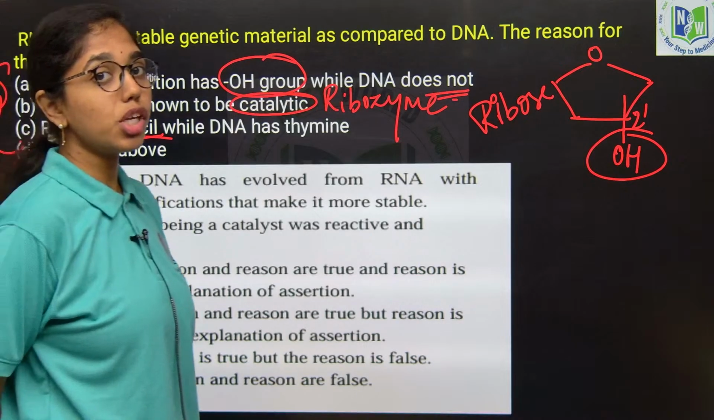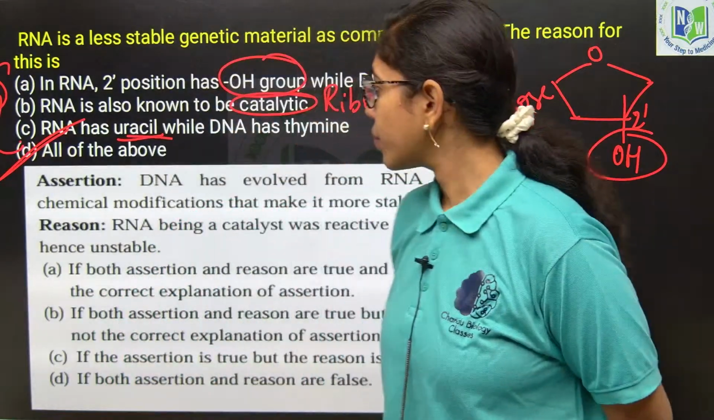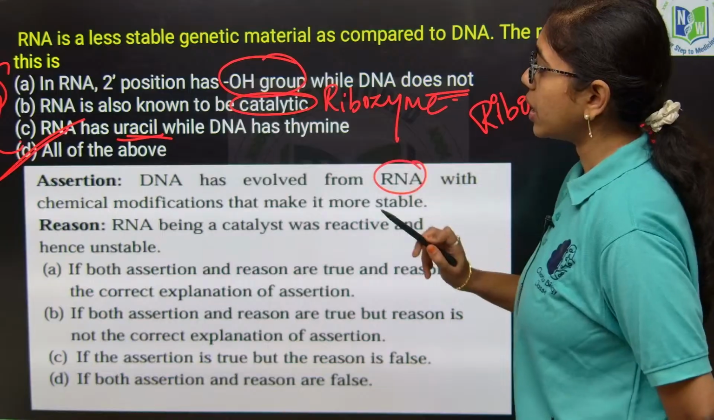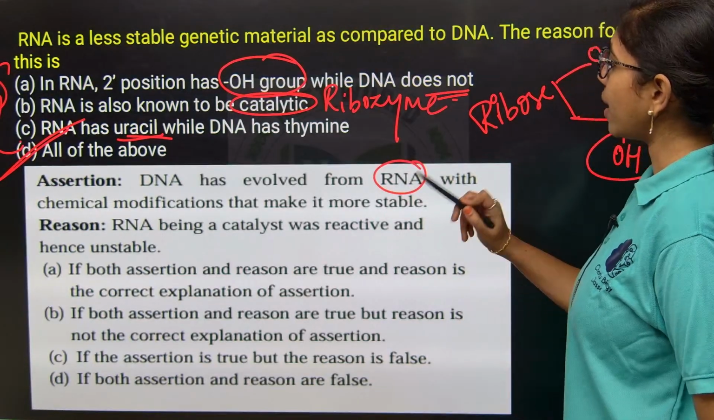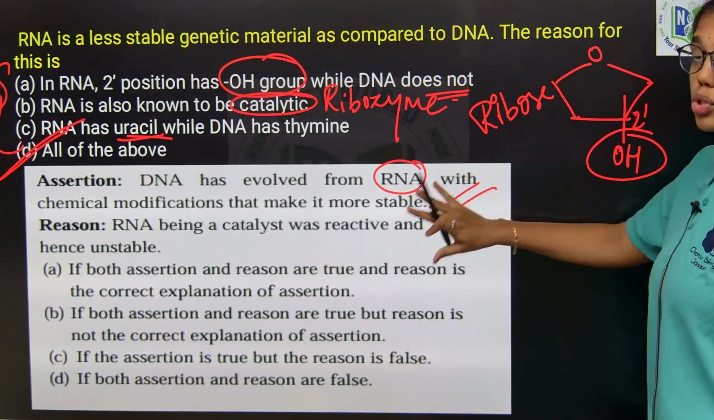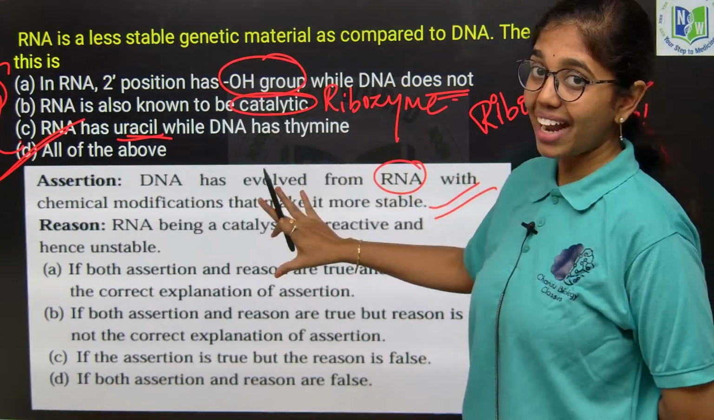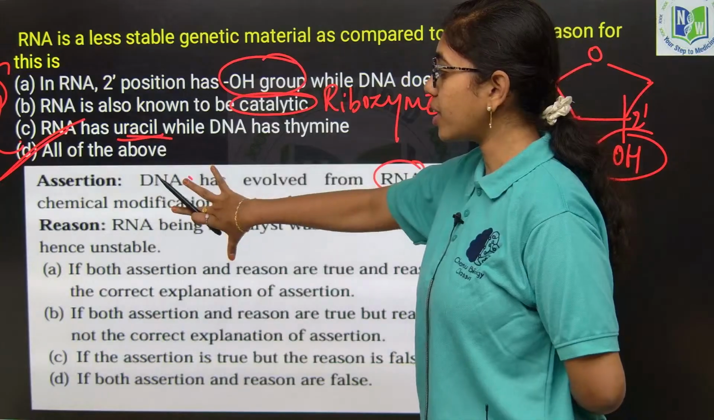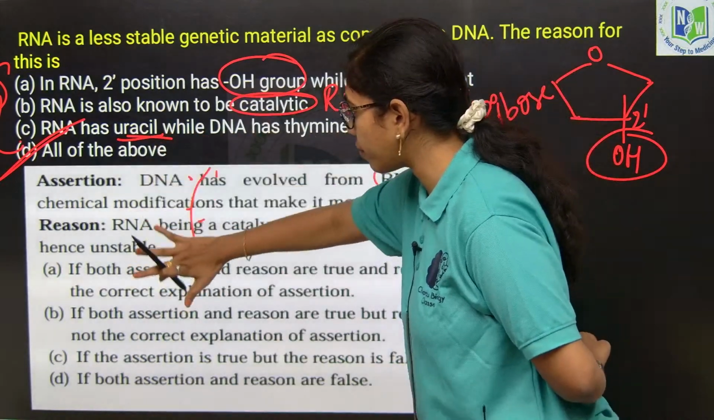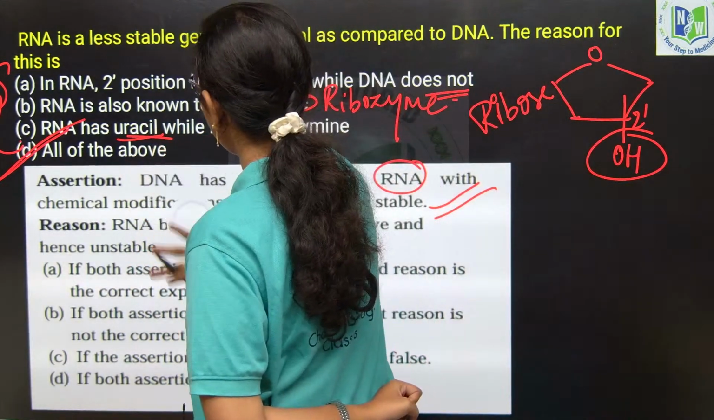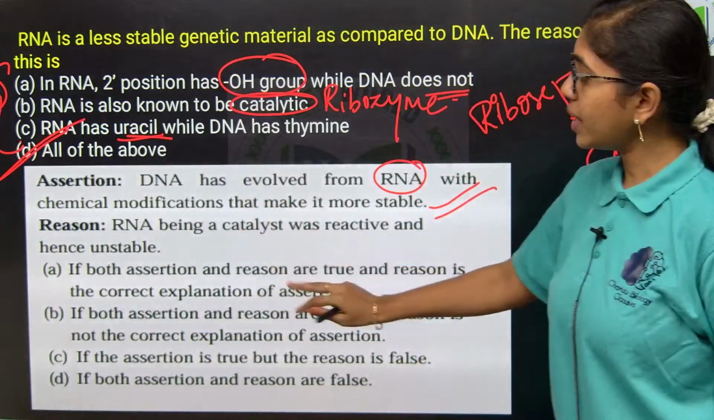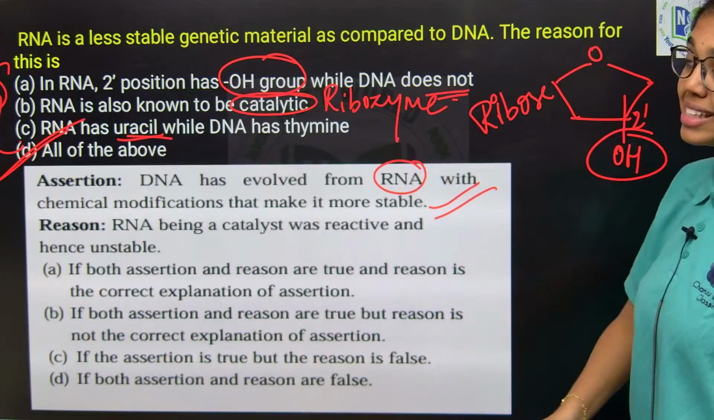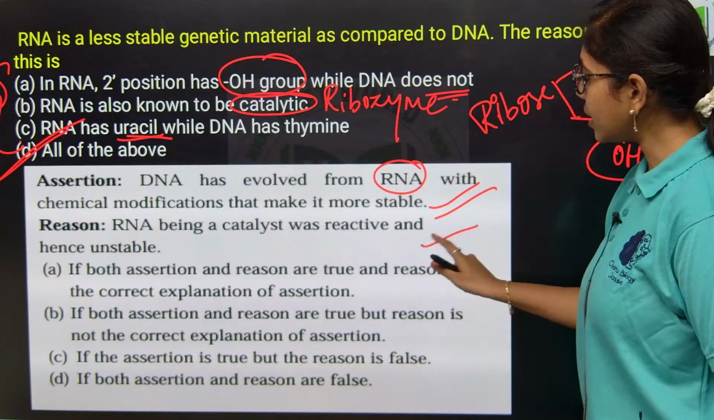Next, an assertion-reason type of question. Assertion: DNA has evolved from RNA with chemical modifications that make it more stable. True. This we have learned from the RNA world in molecular basis. The point is very clear that DNA has evolved from RNA. In the reason, RNA being catalytic was reactive and hence it is unstable. Both the points are true.